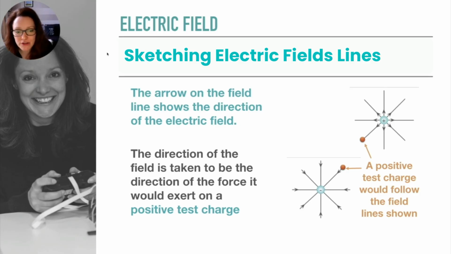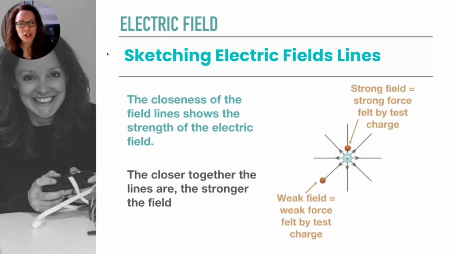The direction of the field is taken to be the direction of the force it would exert on a positive test charge. So whenever you're drawing electric field lines, just say to yourself, what would a positive charge do? And just follow your instincts. The closeness of the lines shows the strength of the electric field.